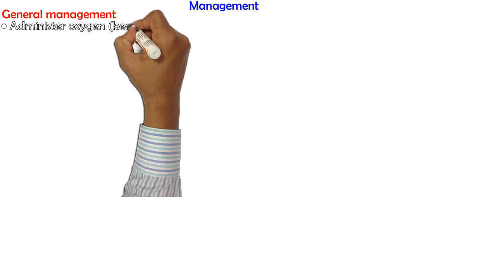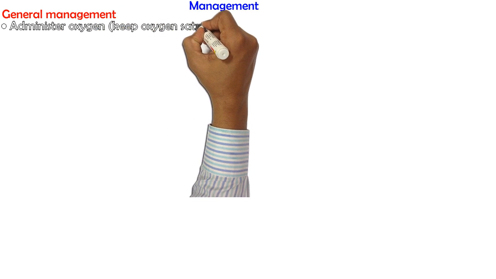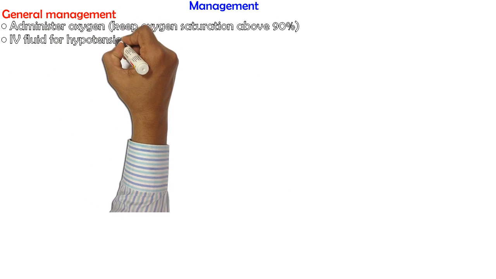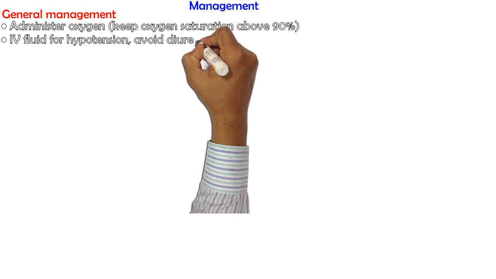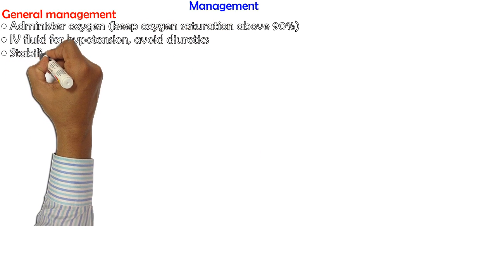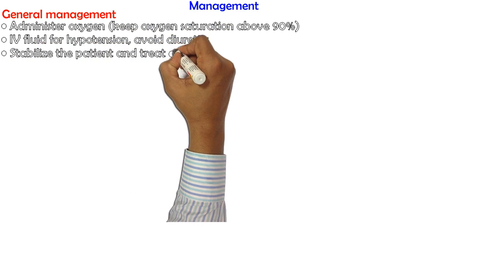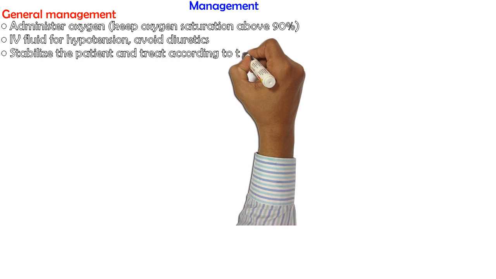So the general principles of management: one, keep the oxygen saturation above 90, and this is done by supplying oxygen. If the patient is desaturating, then you keep on oxygen. For a patient who is hypotensive, you do IV fluid resuscitation. And of course, for hypotensive patients, try as much as possible to avoid diuretics, as they could worsen hypotension. So stabilize the patient and treat according to the classification of the pulmonary embolism, which we talked about earlier.